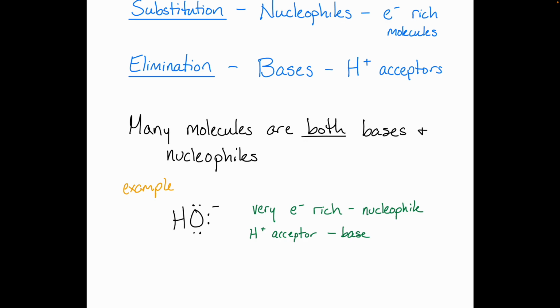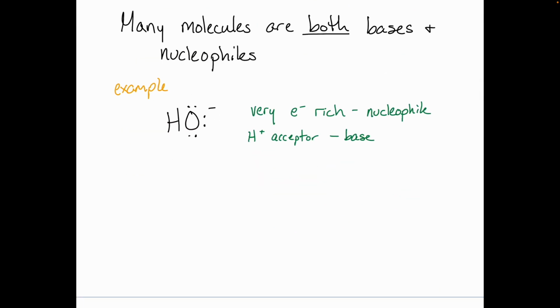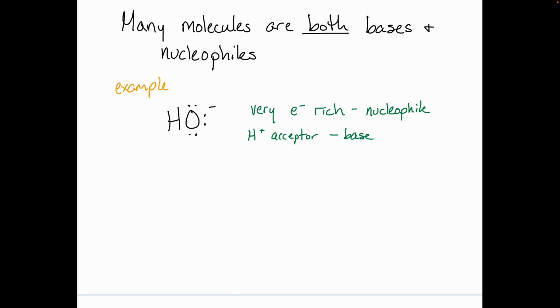So this is a good example of a molecule that is not one or the other, but is both at the same time. It is an electron-rich species, so it can undergo these substitution reactions, but it's also a good proton acceptor, so it can play the role of a base. So if we mix this in with an alkyl halide, we're going to have a competition between these two reactions, where some molecules will react with this substitution type reaction, and other molecules are going to react with this elimination type reaction.